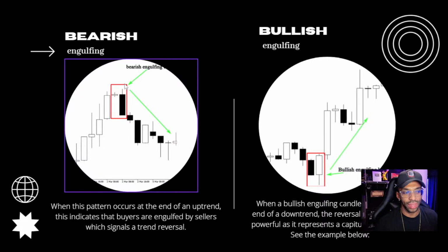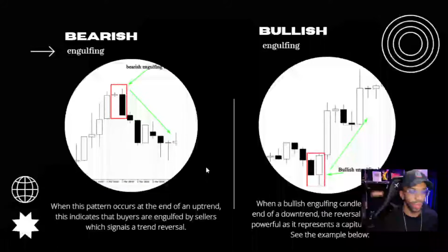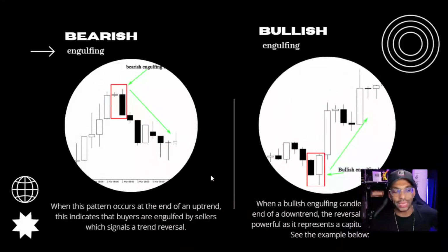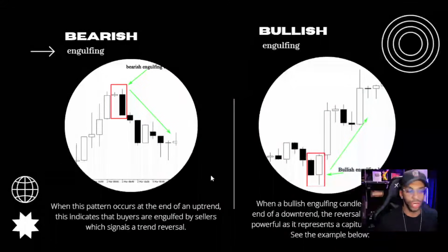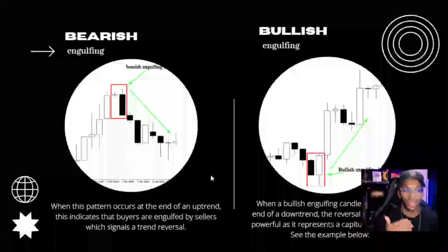So if we're looking at some examples right here, when we're talking about an engulfing candle, right? When an engulfing pattern occurs at the top of the market, so at the end of an uptrend, this is going to indicate that buyers are engulfed by sellers. Okay, they're engulfed by sellers, which now means the sellers are taking over in the market, and now the market is getting ready, if not already ready, to start dropping down. So when you're talking about the engulfing candle, you typically want to see that at the top of a market.